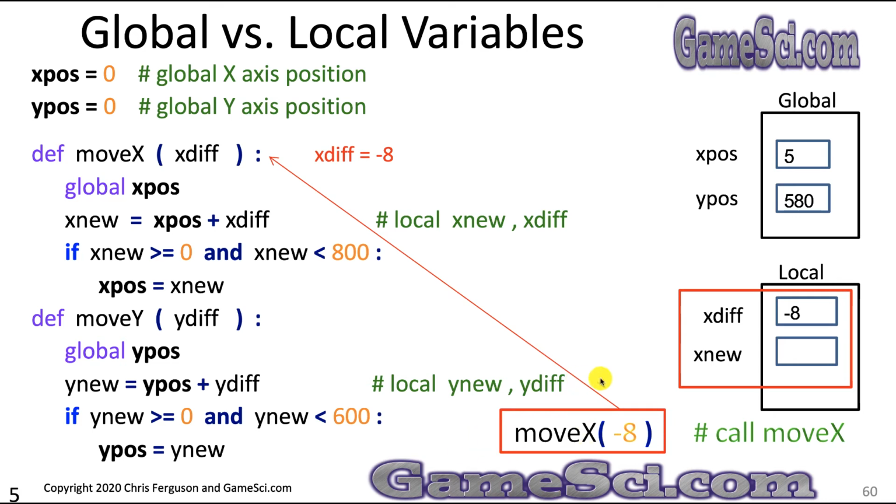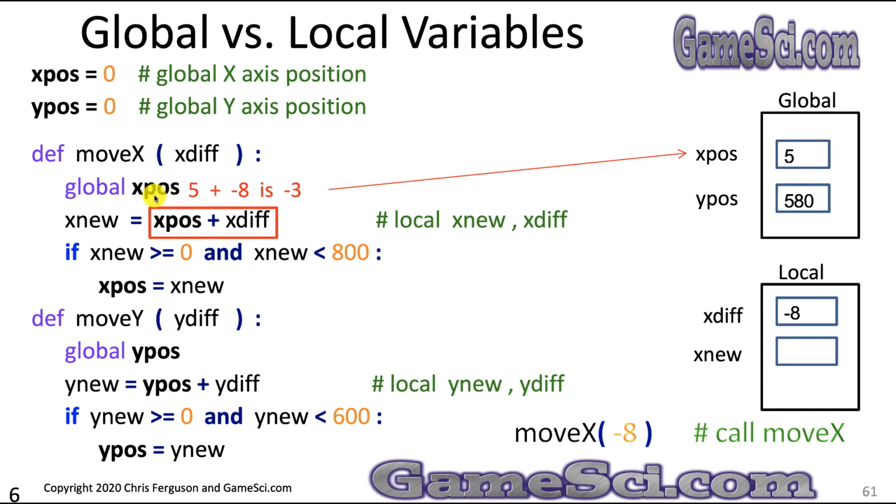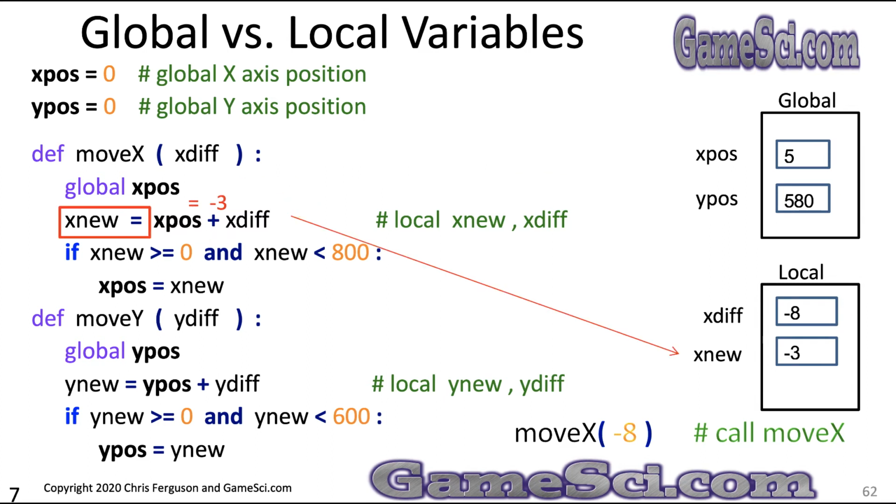Call move X. Let's pass the argument -8 to the function, and -8 will be assigned to the parameter xdiff. You'll see that the -8 just popped up. This variable, because it's local, wasn't created until the function was called. Now it's created, and now it has a value of -8. Global x position says if we modify x position, we want to use this variable up here. Grab the contents from the global variable 5, add to it xdiff, which is the local -8, and calculate the new x position as -3. Take that -3 and assign it to our local variable xnew.